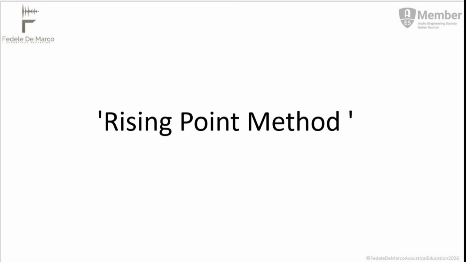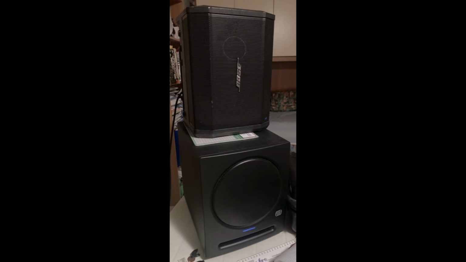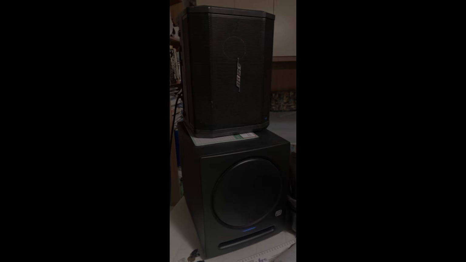Rising point method. The case in this example assumes a small full-range speaker stacked on top of a small 8-inch subwoofer in my room. By default, a 20 millisecond delay is inserted in the DSP to delay the top, to facilitate data reading and therefore for illustrative purposes only. The top is measured first, followed by the subwoofer.